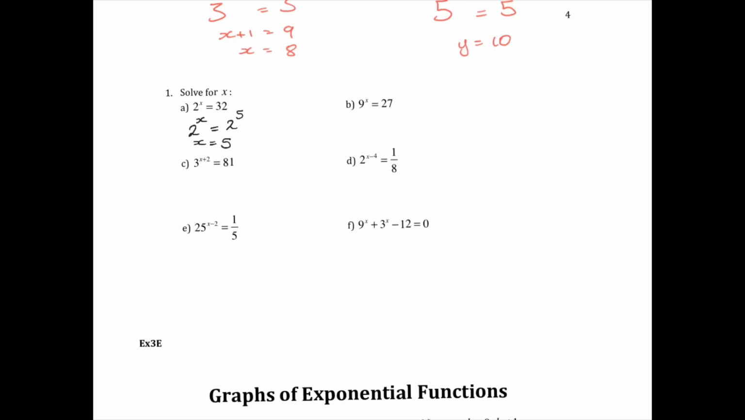Okay, next one. 9 to the x equals 27. Can I get 27 as a base of 9? No. But what can I get them both as a base of? 3. So let's try that. Now, you tell me, what would you write for the 9 to the x bit? What's your next line if you want it as a base of 3?